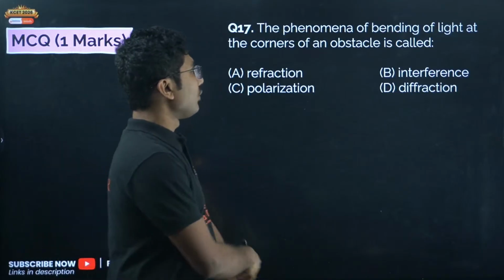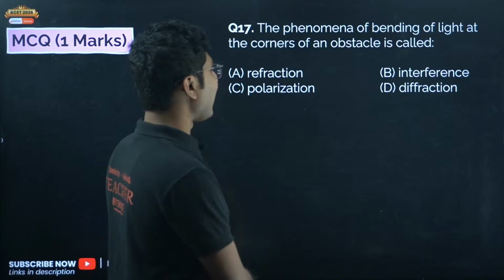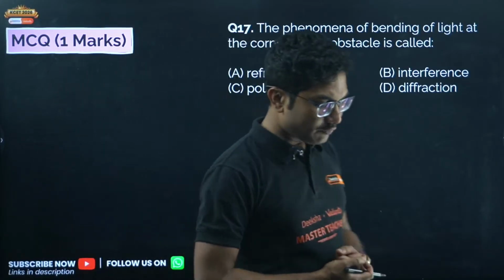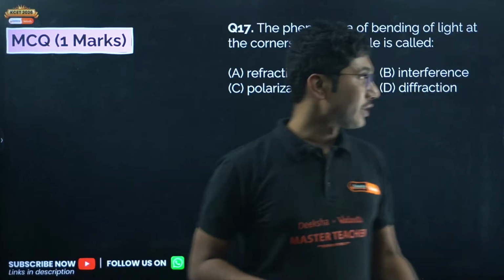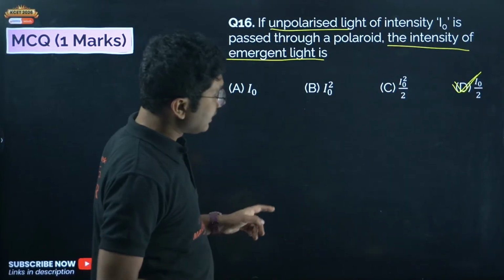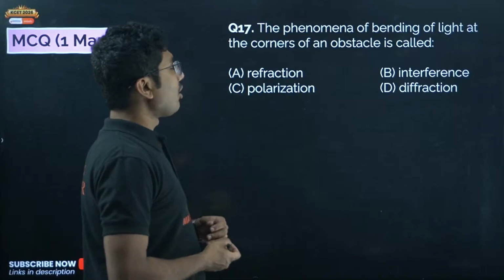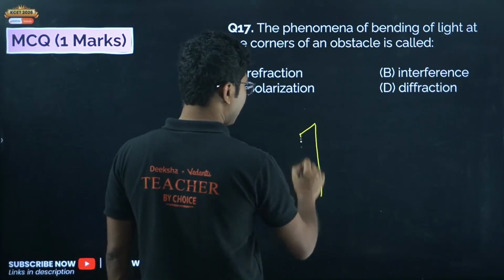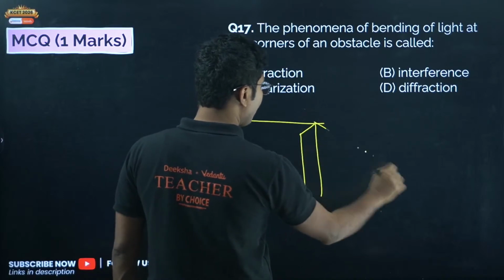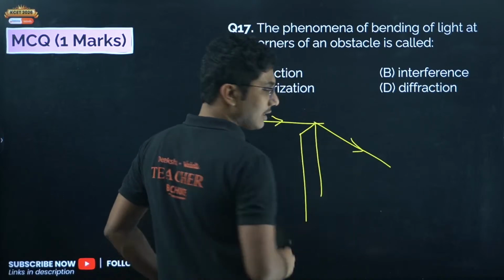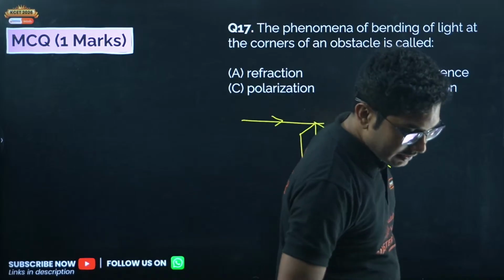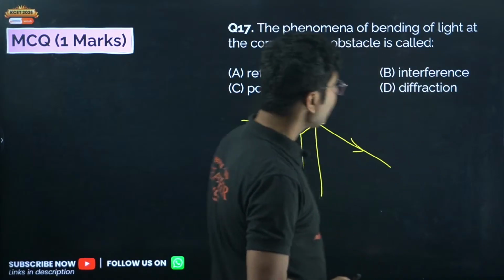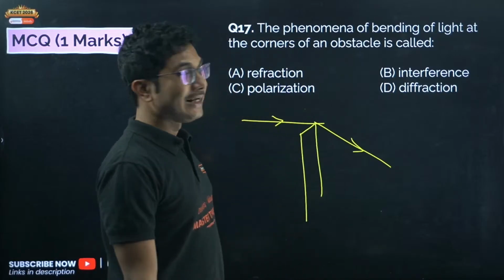Next, the phenomenon of bending of light at the corners of an obstacle is called. This is also easy. When light travels along some sharp edge, light does bend, and this is called... Nagaraj also said 16D. So what is the bending of light called?